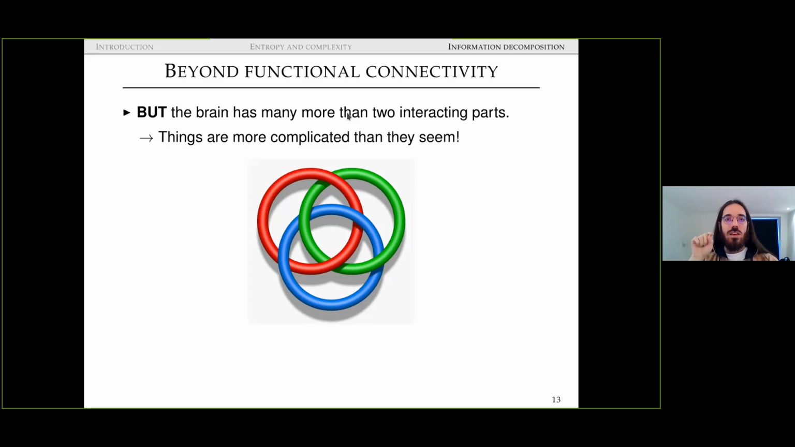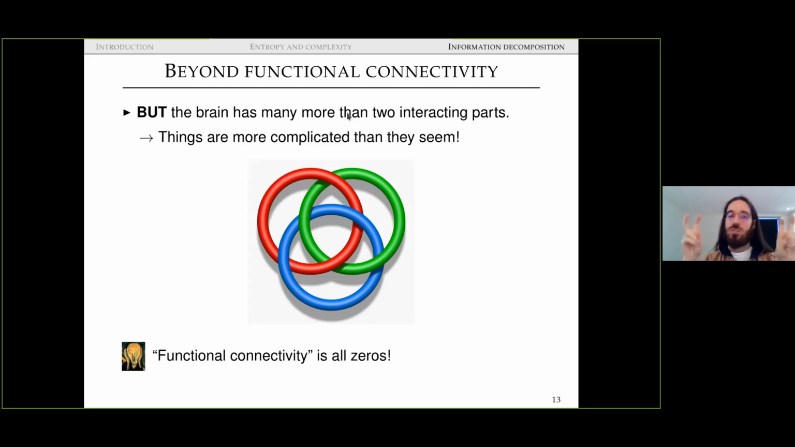So this is a group of three variables, or three rings, that are coupled only when they're seen as a whole, but not if you see them in pairs. So if you were to compute the functional connectivity of this thing, that's all zeros. There's some form of dependency, some form of structure that you only see at the high order, but you don't see if you look at the pairs of elements in the system.